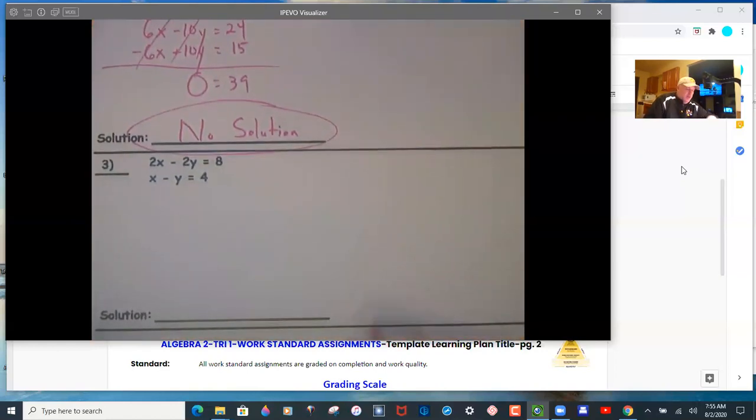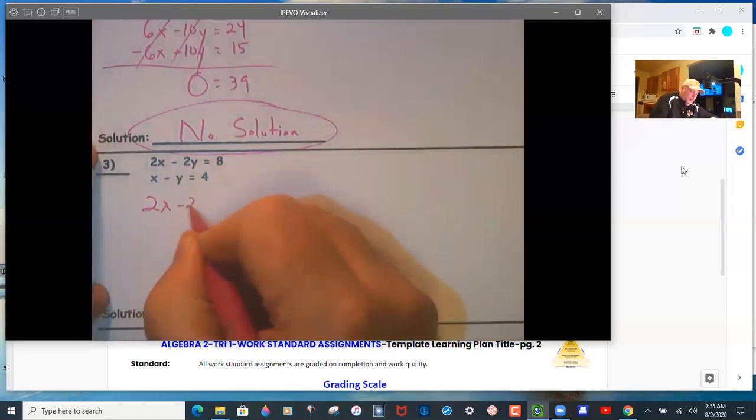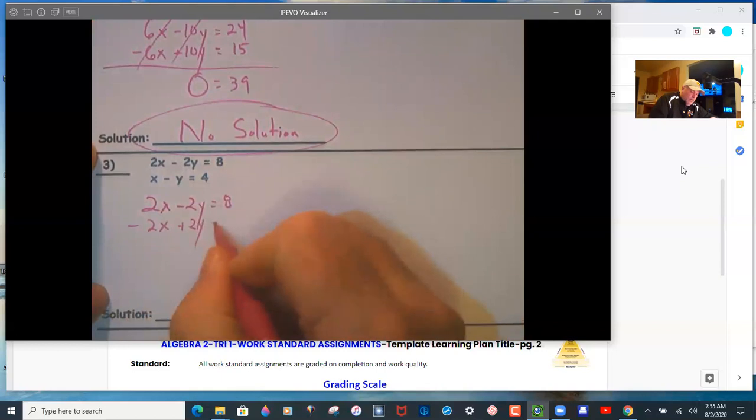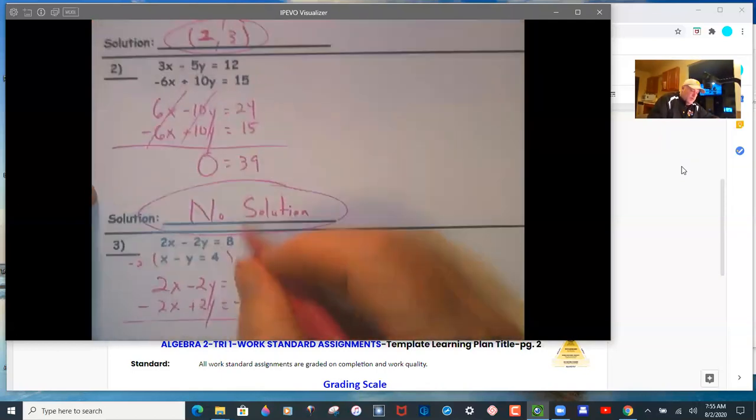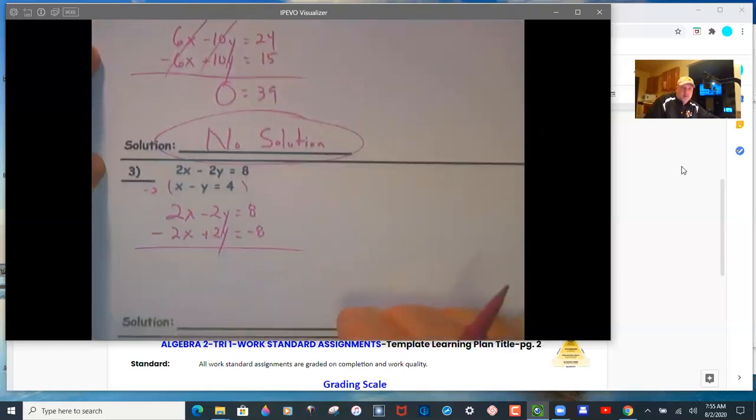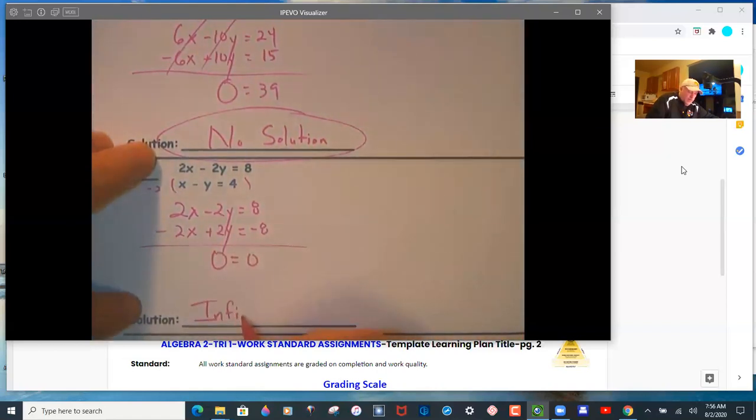And then on 3, if you multiply the bottom row by, say, let's multiply by 2, or negative 2 rather, everything drops out. So this got multiplied by negative 2, this got multiplied by 2. Let's show my work here. Everything drops out. And when that happens, we have an infinite number of solutions.